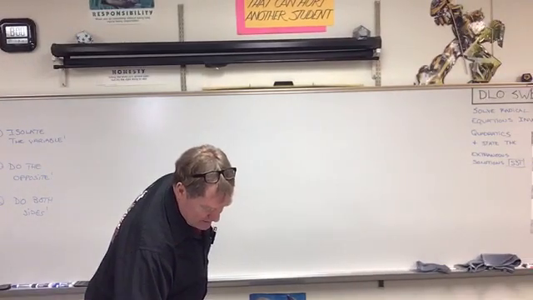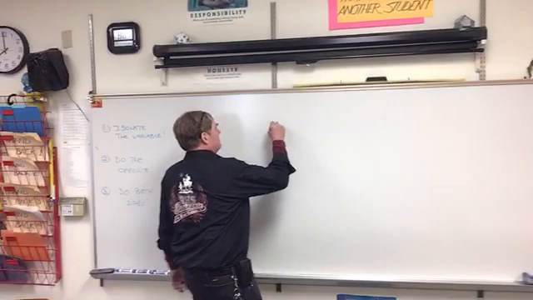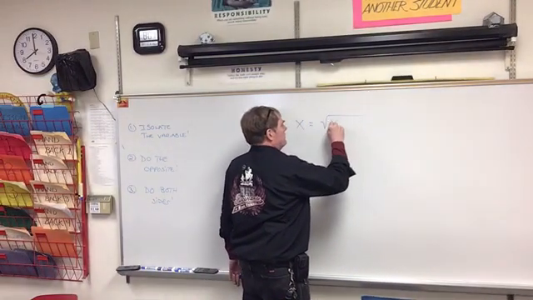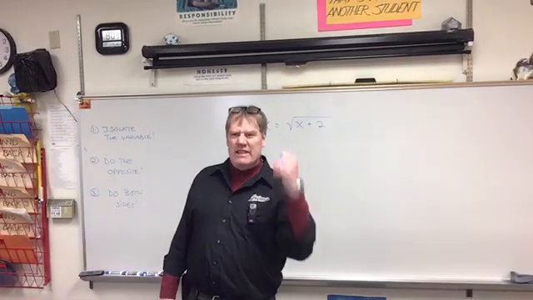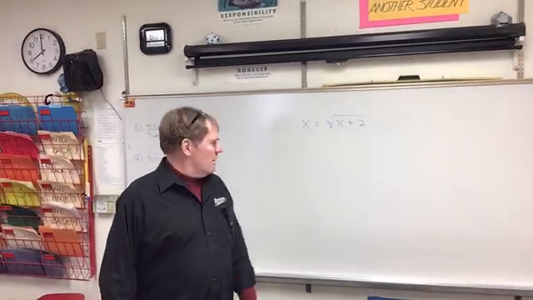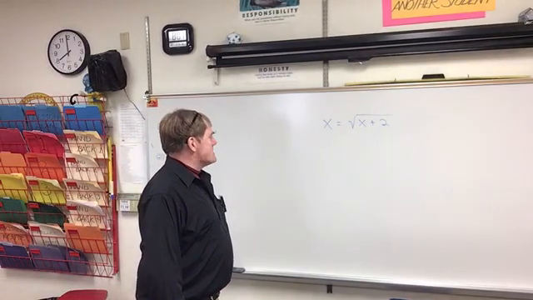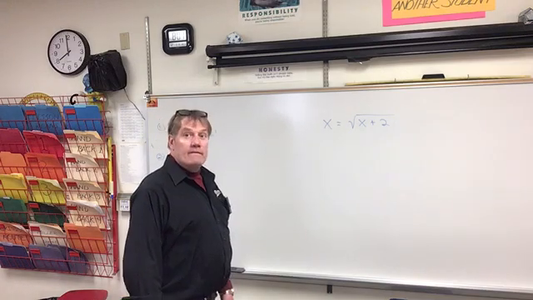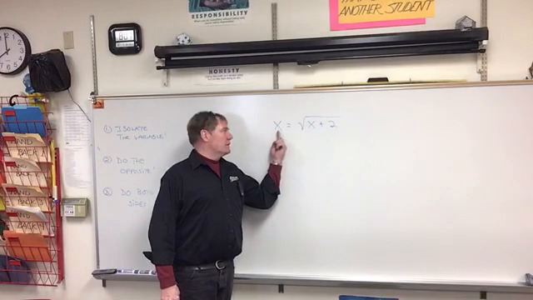How about something like this? x equals the square root of x plus 2. All right, do you see anything I did differently this time that I never did before? There's the square root sign, the radical, and a little equation in there. It doesn't look too hard. Yeah, you're right. I never put a variable on this side before. It was always a number.